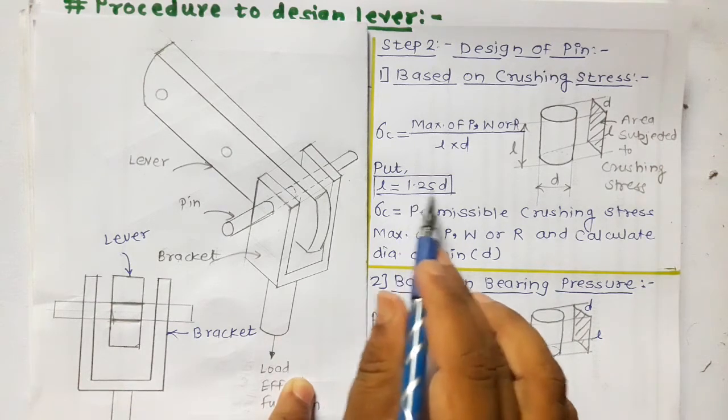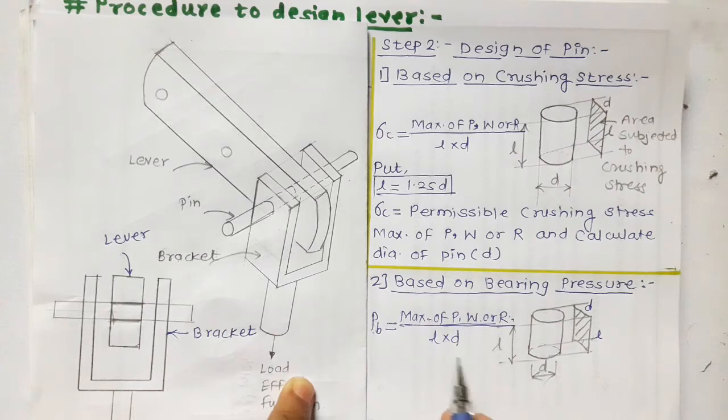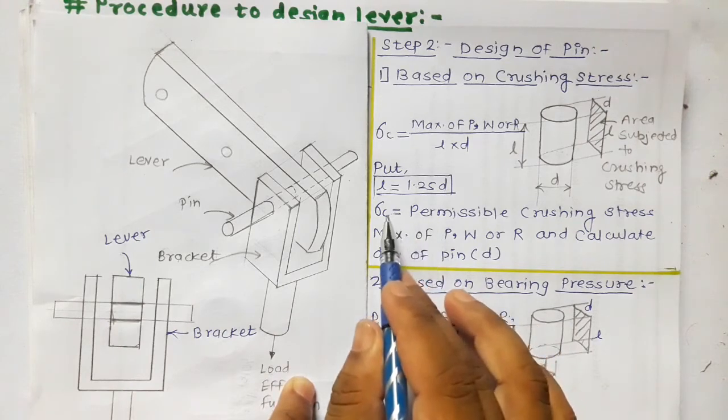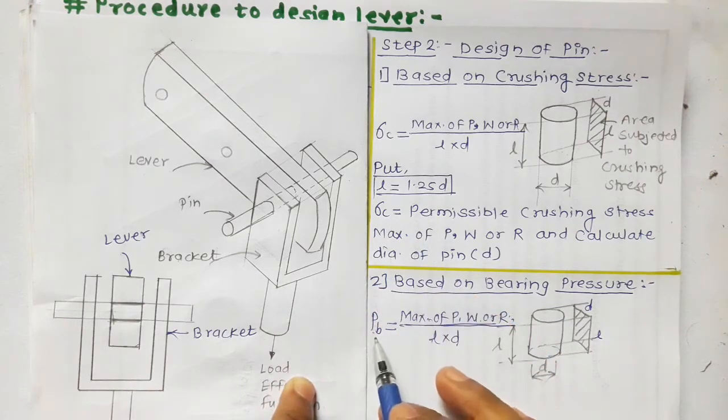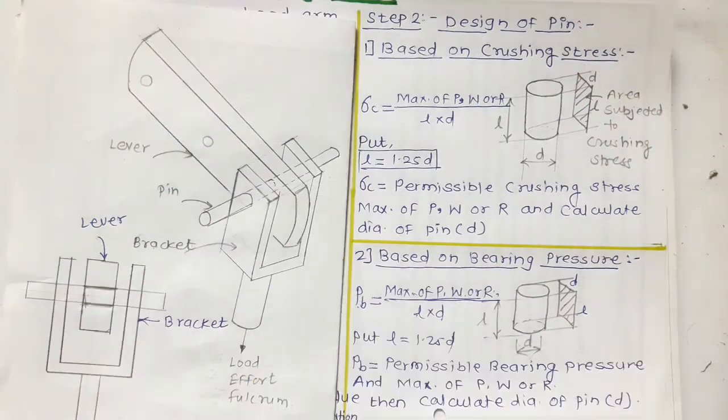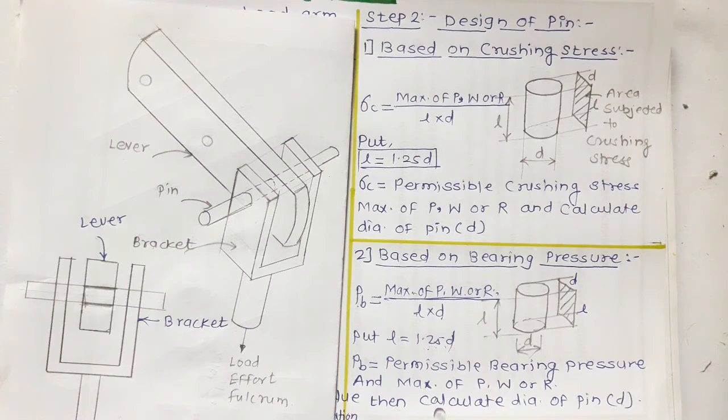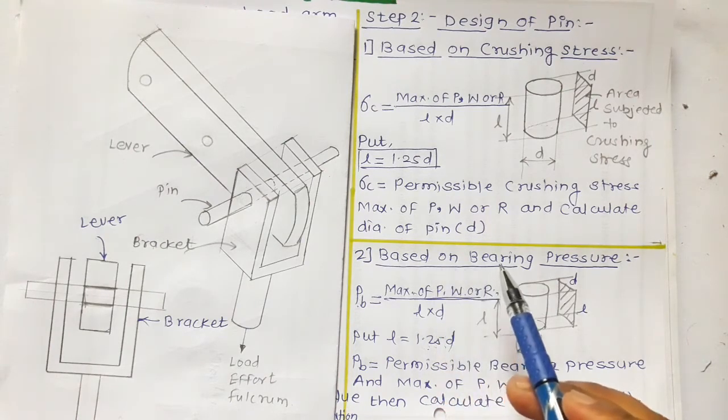L is equal to 1.25 D, and we have to calculate D. So we can write the same sentences here. Instead of only sigma C, we have to write P B, that is permissible bearing pressure. So finally you can write the sentence like this: put in above equation L is equal to 1.25 D, that is length is equal to 1.25 times the diameter of pin, P B permissible bearing pressure value, which will be given in the numerical, and maximum of P, W and R in the numerator, and then calculate diameter of pin small d. So this is the second point based on which we can calculate the diameter of pin.